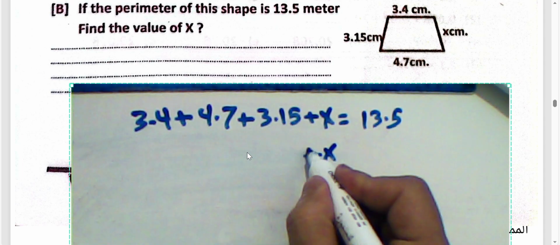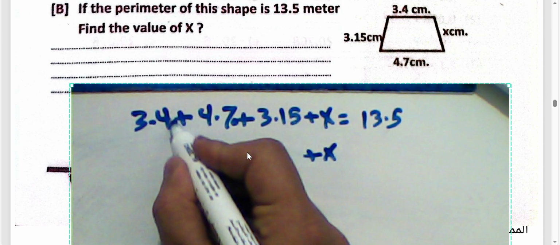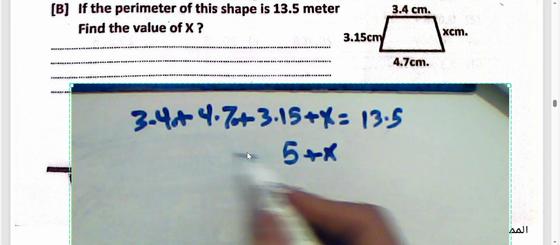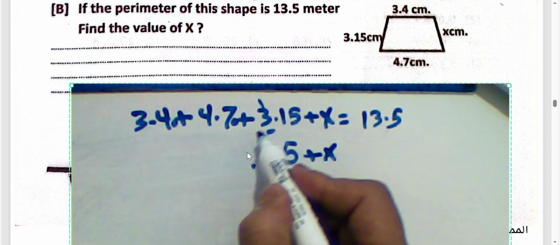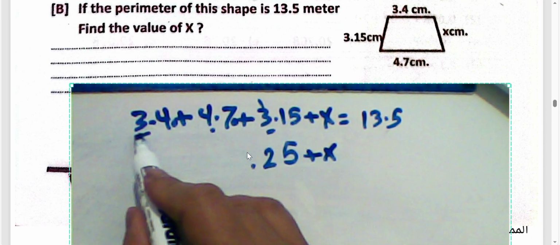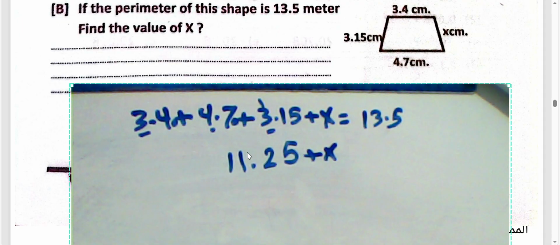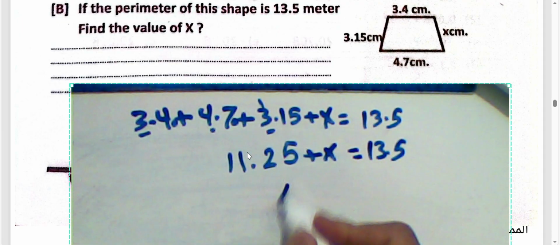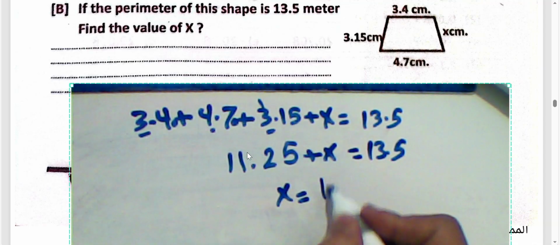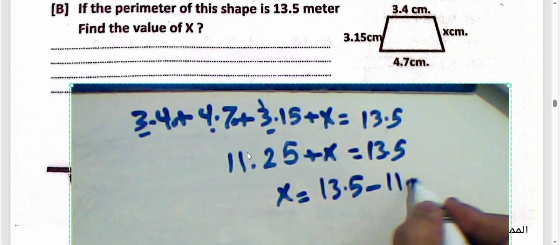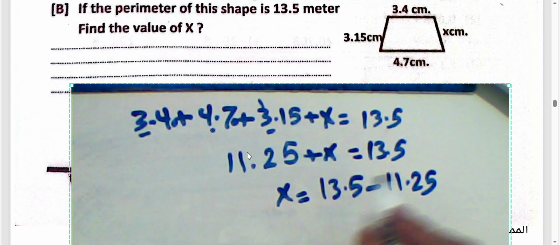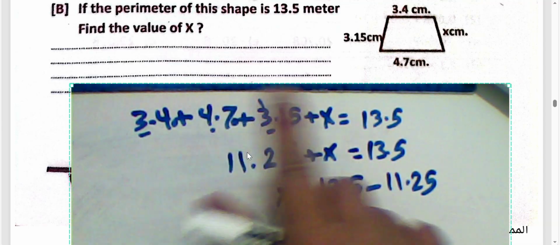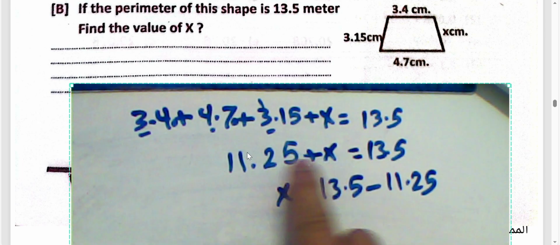We can write x plus, we can add together, write 0 and 0. 5 plus 0 plus 0, 5. 1 plus 7, 8. 8 plus 4, 12. 2 and carry 1. 3 plus 1, 4. 4 plus 4, 8. 8 plus 3 equals 11. Equals 13.5. We can find the value of x by finding the difference. Write 13.5 subtract 11.25. Why? Because the perimeter was 13.5 and we add all sides to equal 11.25.